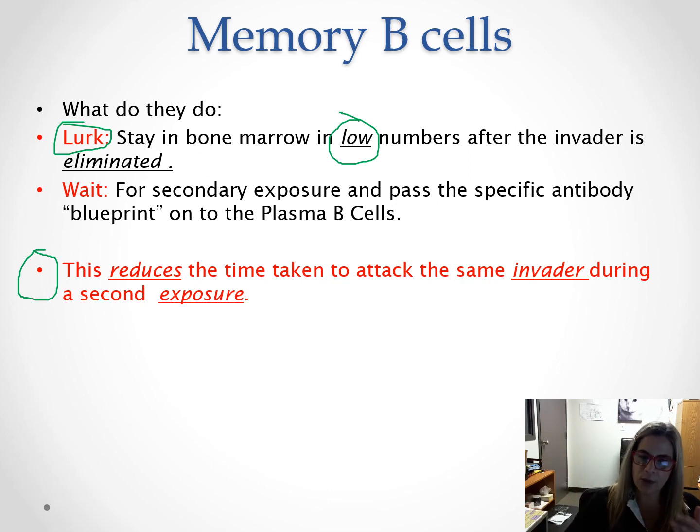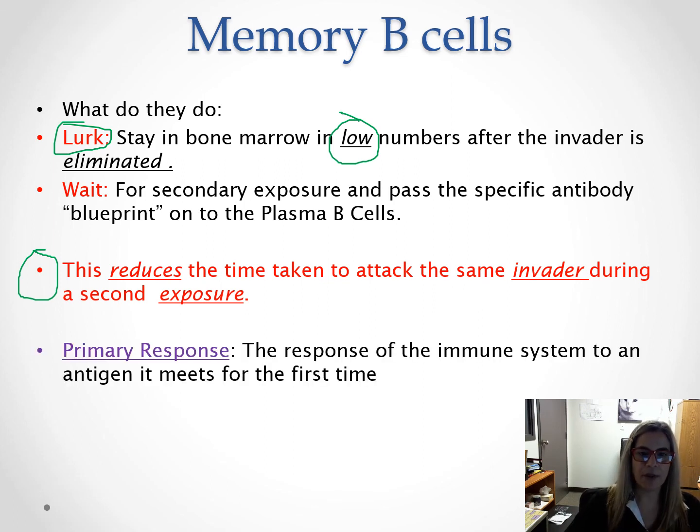We don't have to do that anymore. So this is why you don't get sick when you have that secondary exposure, because your memory B cells already have the blueprint for the antibodies and are able to make those antibodies super quickly before you even get ill. Okay, so that's the beauty of the memory B cells.